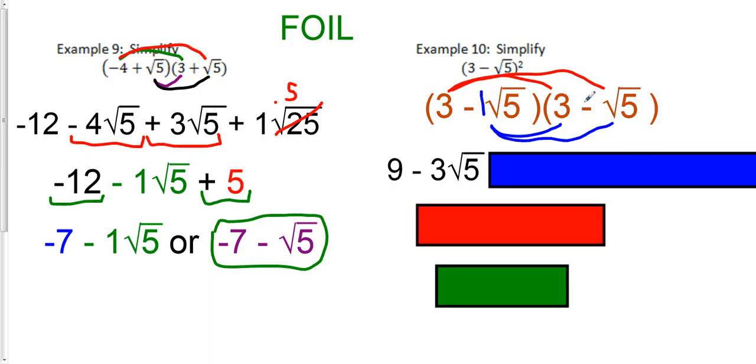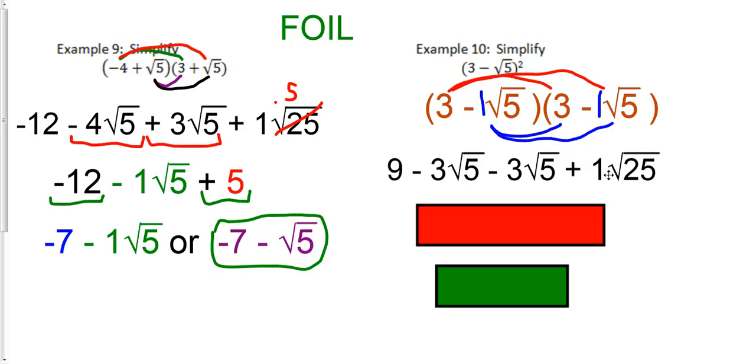And remember, there's kind of a hidden 1 in front of each of these. So like negative 1 times negative 1. So when we do those, negative 1 square root of 5 times 3 becomes another negative 3 square roots of 5. Negative 1 square root of 5 times negative 1 square root of 5 leaves us with positive 1, because negative times negative is positive, so plus 1 square root of 25. Now like before, we can recognize square root of 25 is just 5, so we'll call this 1 times 5. This whole term is 1 times 5.